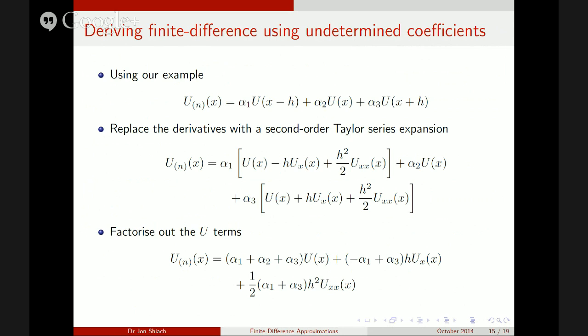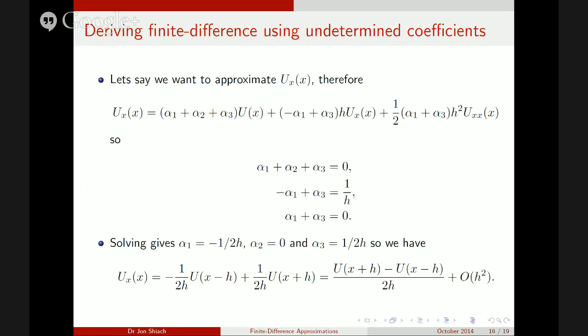From this, we now decide which derivative we want to approximate. Let's say we want to approximate the first order derivative. So the thing on the left is now a first order derivative. I need to make sure that the left-hand side equals this right-hand side. There's nothing on the left-hand side which involves u(x), so alpha 1 plus alpha 2 plus alpha 3 should be equal to 0. The second term involves u'(x), and I want one lot of u'(x). So I need minus alpha 1 plus alpha 3 times h to be 1. This is where this comes from. If minus alpha 1 plus alpha 3 is equal to 1 over h, I have 1 over h times h, which gives me 1.